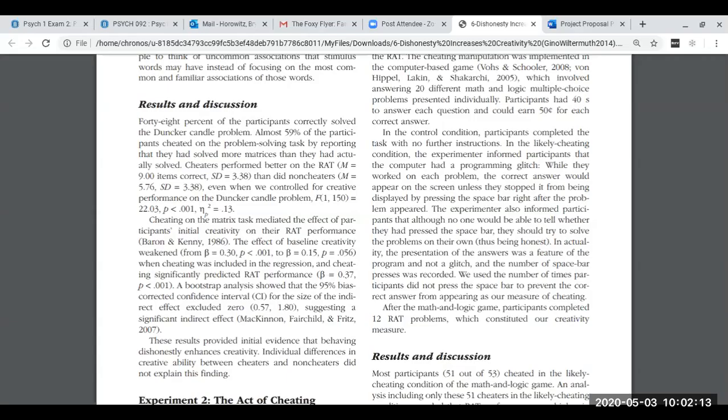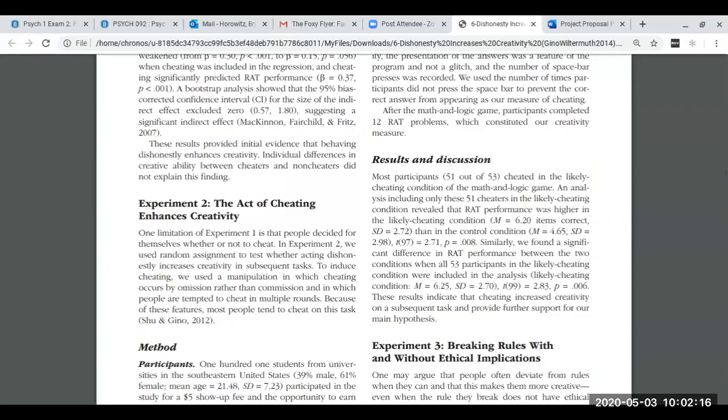Let's look at experiment 2. The act of cheating enhances creativity. One limitation of experiment 1 is that people decided for themselves whether or not to cheat. In experiment 2, we use random assignment to test whether acting dishonestly enhances creativity in subsequent tasks. To induce cheating, we used a manipulation in which cheating occurs by omission rather than commission, and in which people are tempted to cheat in multiple rounds. Because of these features, most people tend to cheat on this task. Well, let's see what they did in experiment 2.